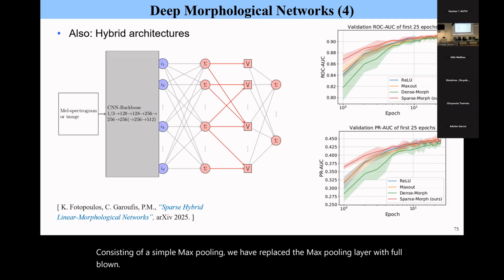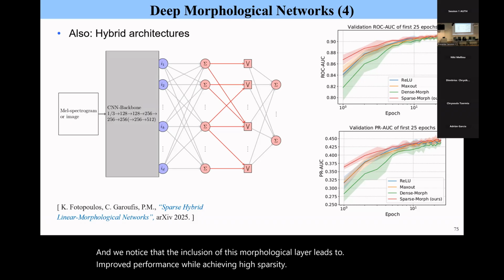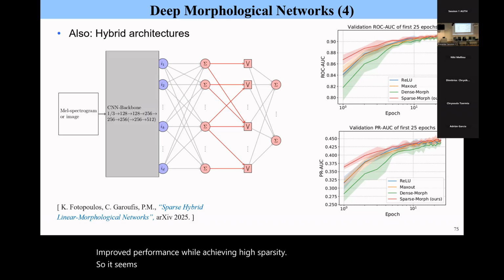morphological neurons. And we notice that the inclusion of this morphological layer leads to improved performance while achieving high sparsity. So it seems that these morphological layers have the ability of performing well while being sparse.